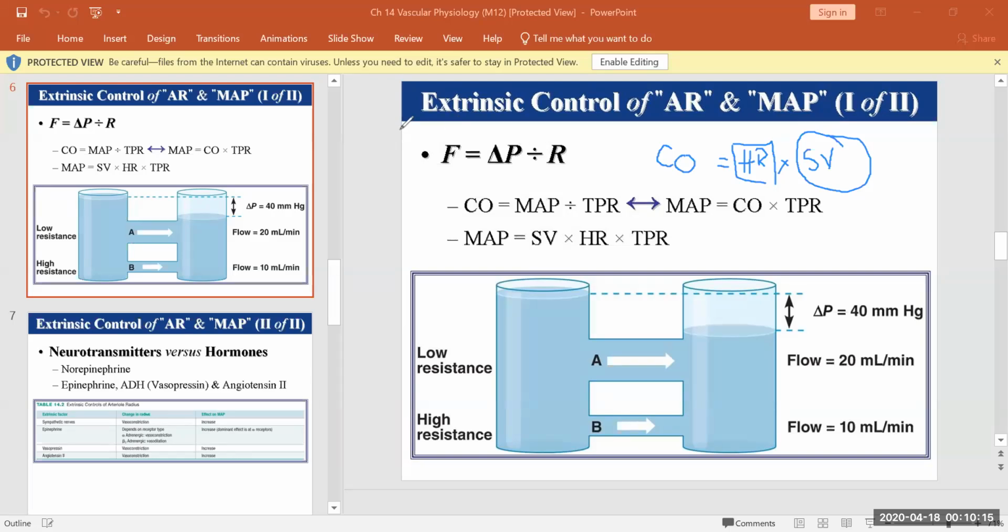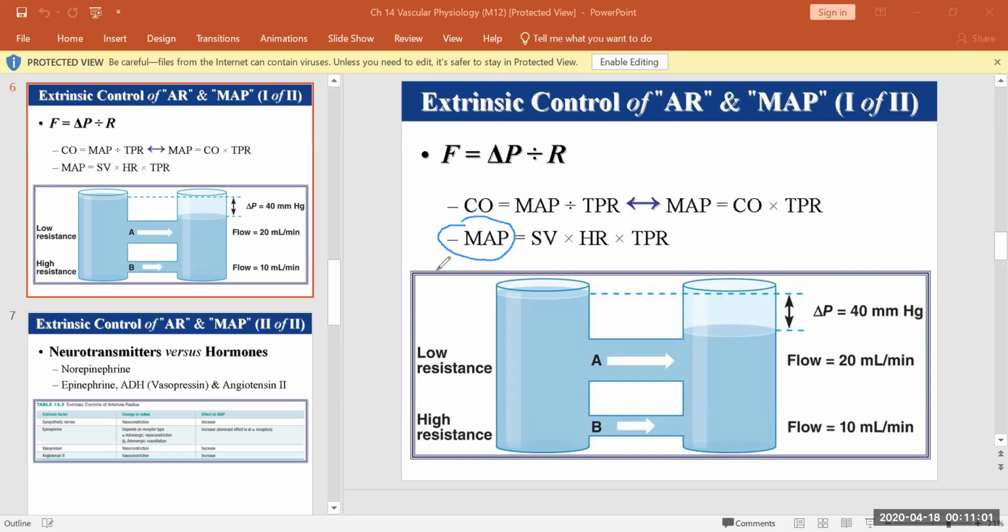Okay, going back to reality here. So again, going back here. So MAP, now the driving force for blood flow, depends on three factors. Cardiac output equals stroke volume and heart rate, to the next level.